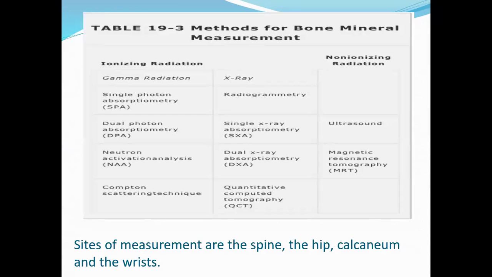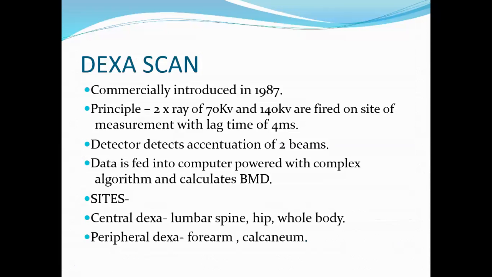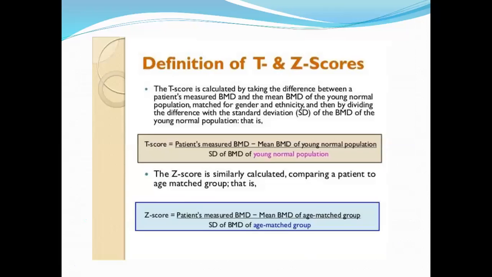Some of the central sites are there by which you can get this, using ionizing radiation, and how much calcium and risk are present in the hip and the spine is detected. The DEXA scan was commercially introduced in 1987. The principle is the dual X-ray. Then the definition of the T and Z scores.